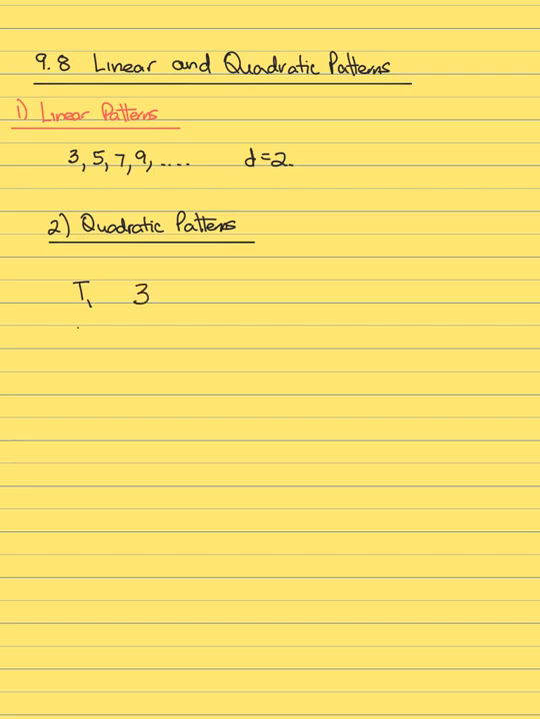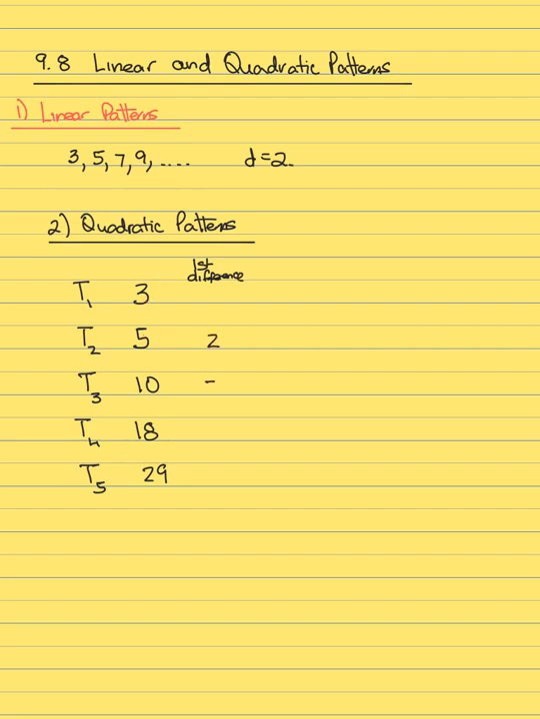When we move on to quadratic or cubic patterns, it's a good idea to write them in a table. So here, the first term is 3, the second term is 5, the third term is 10, the fourth term is 18, and the fifth term is 29. And we look at the first difference.